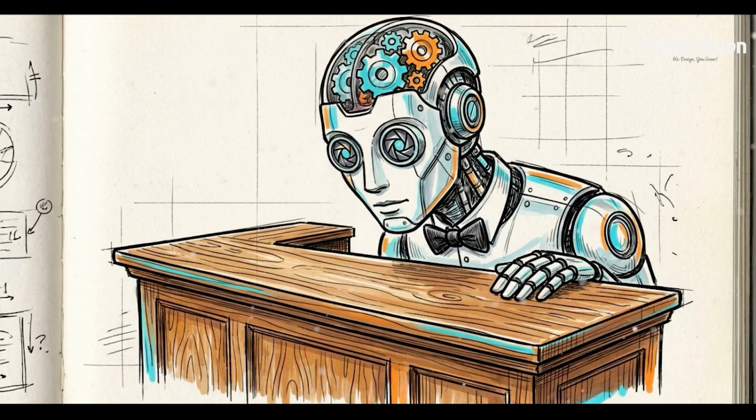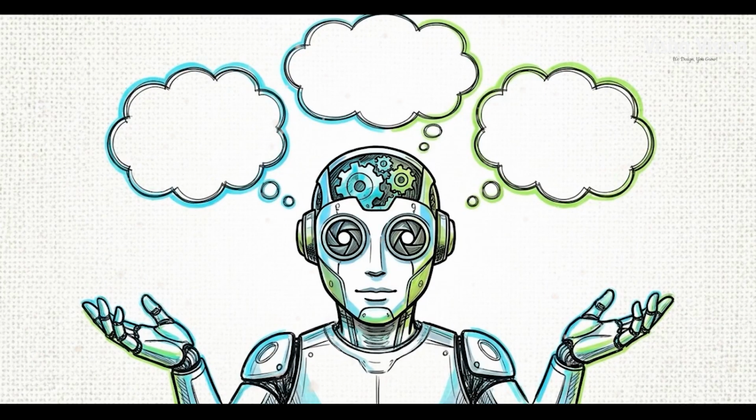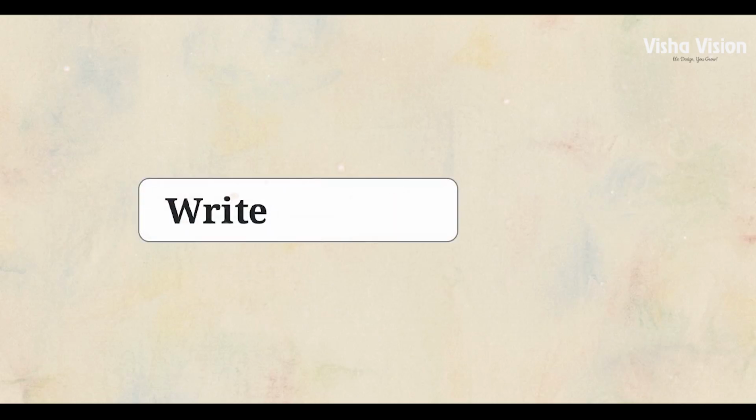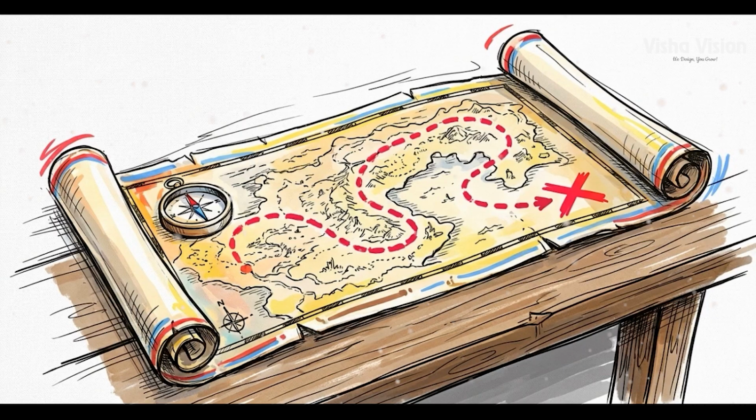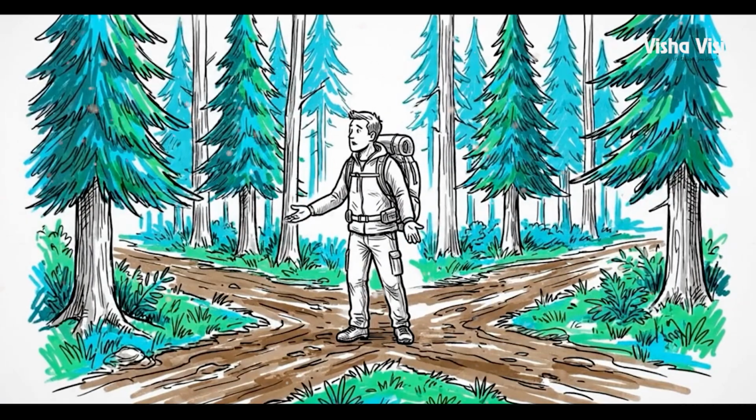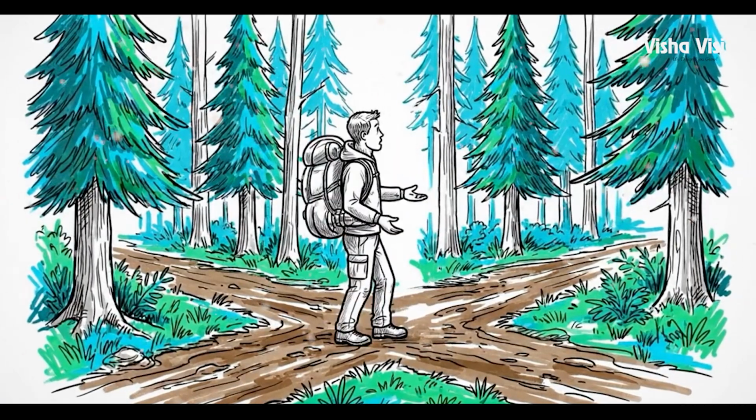It can do almost anything you ask, but there is a catch. It doesn't have telepathy. It cannot guess what you want if you leave out the details. If you just type a single word like write, the assistant has no idea what to do. But if you type, explain the solar system to a 10-year-old using exactly 5 sentences, you give it exactly what it needs to succeed. The prompt is your map. Without it, the AI is left to guess your intent. And since it can't read your mind, it will often end up far away from your actual goal.